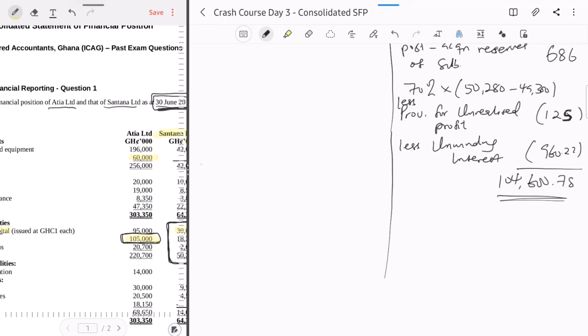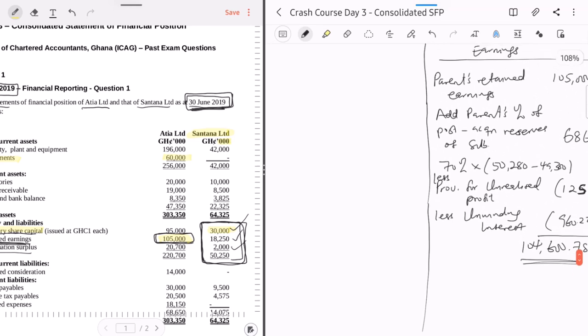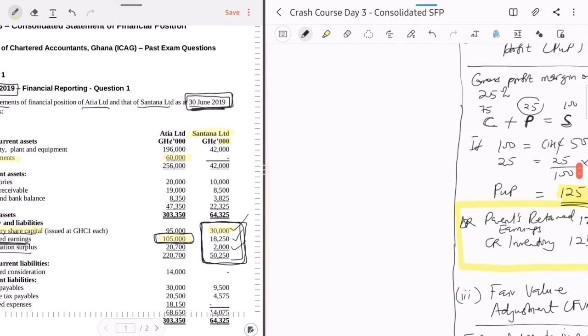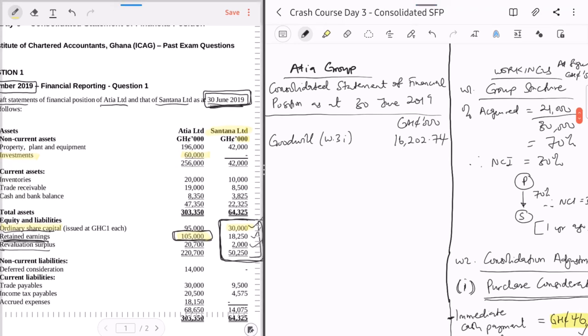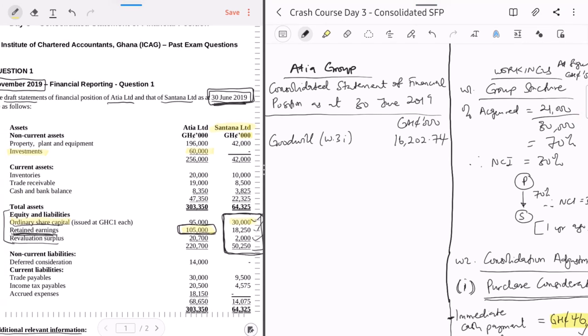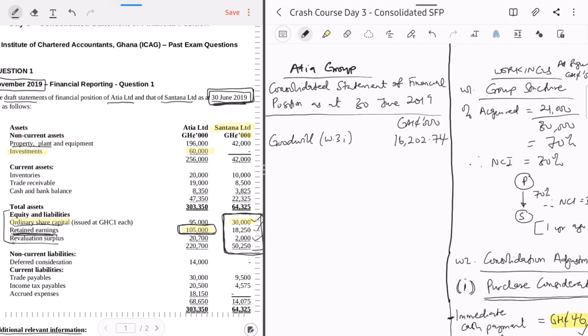So now let's go back to the question. Let me show you how ideally you should be preparing your accounts. So good. Now, if you look at the balance sheet on the left hand side, let's start from here. We have property, plant, and equipment, right? Parent figure is 196. Sub is 42,000. So we start adding across. That's the principle of groups.